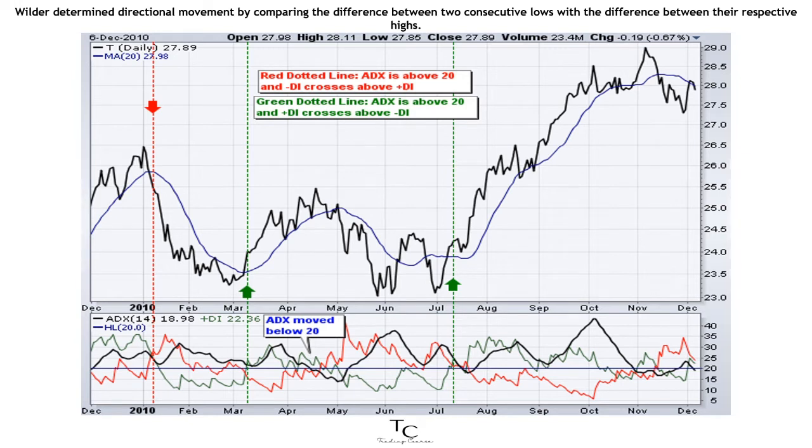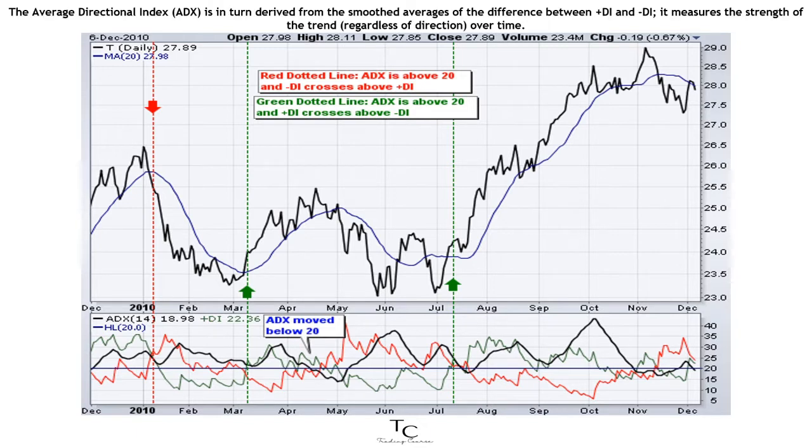Wilder determined directional movement by comparing the difference between two consecutive lows with the difference between their respective highs. The plus directional indicator, plus DI, and minus directional indicator, minus DI, are derived from smoothed averages of these differences and measure trend direction over time. These two indicators are often collectively referred to as the Directional Movement Indicator, DMI.